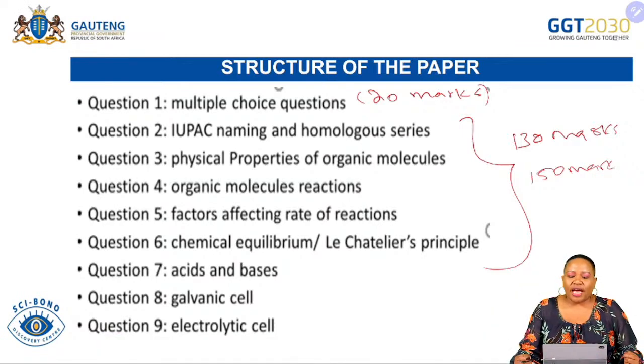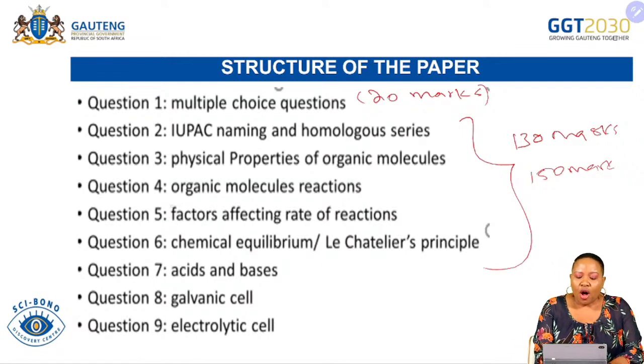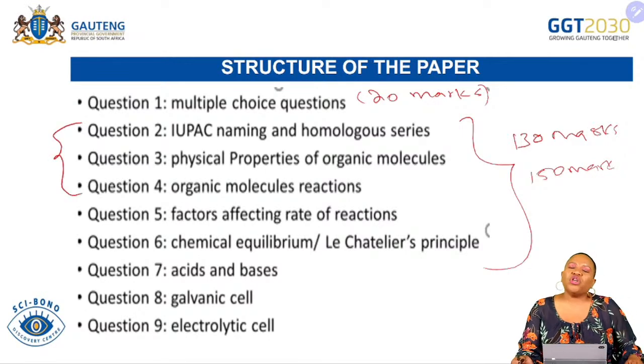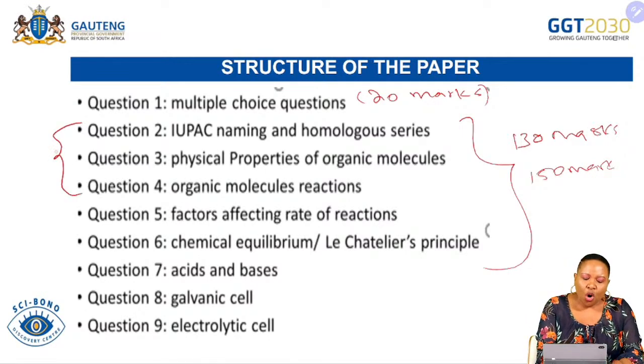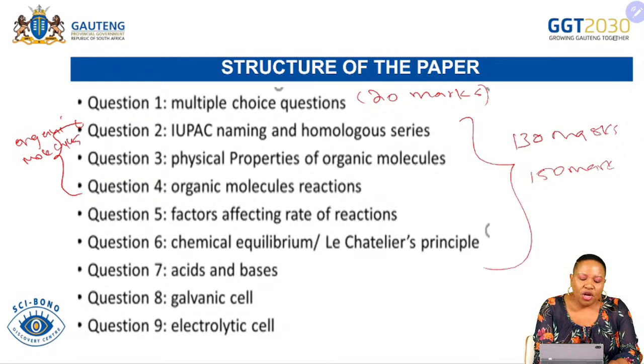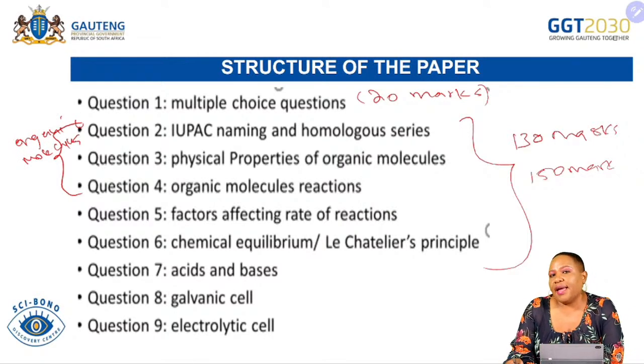Our Question 2 will look at the IUPAC naming and homologous series. We'll look at Question 3, which is based on physical properties of organic molecules, and Question number 4, organic molecules reactions. So if you check from Question 2, 3 and 4, all of these are about organic molecules. Therefore, it means organic molecules have a little bit of a high percentage in terms of our Paper 2, which is our chemistry.